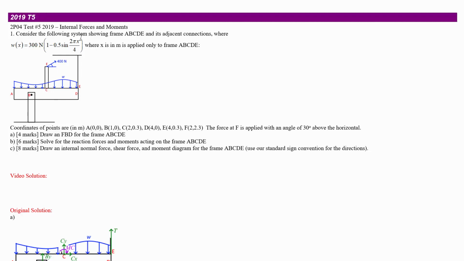Okay, so consider the following system showing frame ABCDE and its adjacent connections, where W, the distributed load W at X applied to the top here, is given by this function that is kind of sinusoidal with an offset so that it's always a positive number, and W is directed down. Coordinates of the points are in meters given here. The force at F is applied with an angle of 30 degrees above the horizontal.